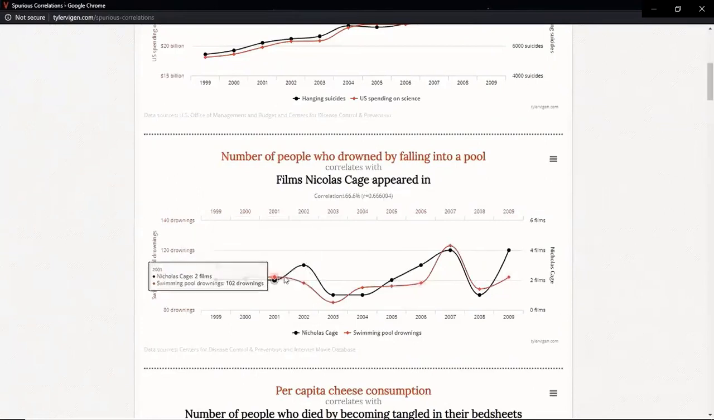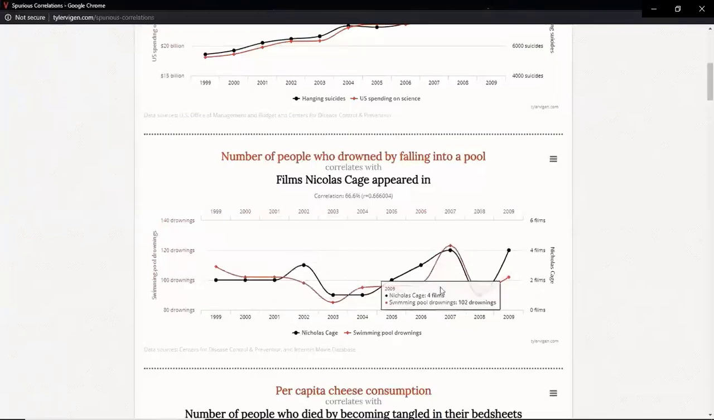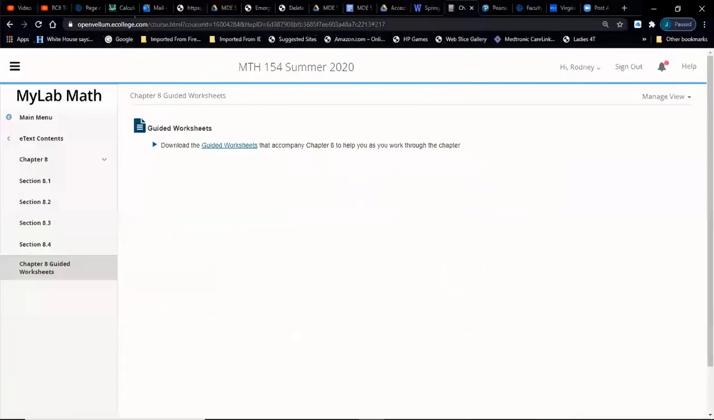And that's because here one thing's going down, the other's going up. They're kind of crisscrossing a little bit here and there, but there's still some correlation. But do you think that people drowning are causing Nicolas Cage to appear in films? Or do you think Nicolas Cage appearing in films is causing people to drown? No, that's not causal. That is spurious, S-P-U-R-I-O-U-S. And again, nope, that doesn't work.